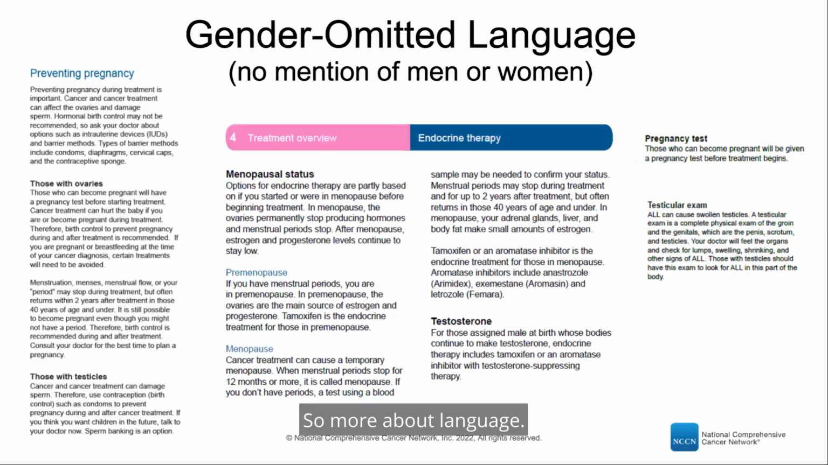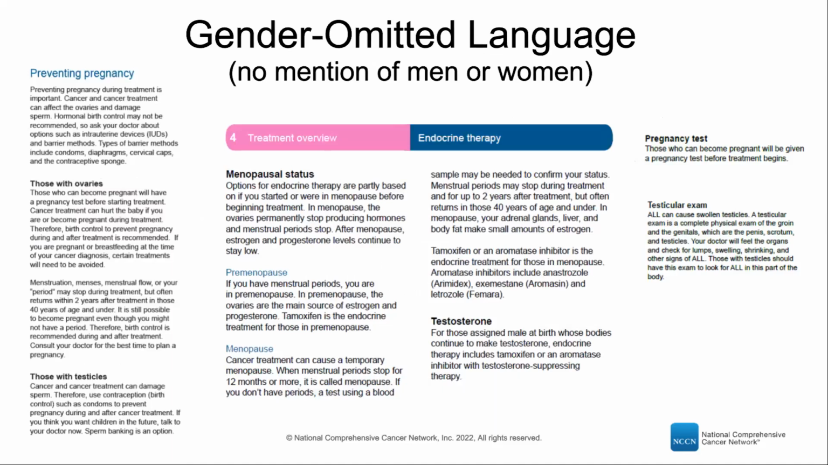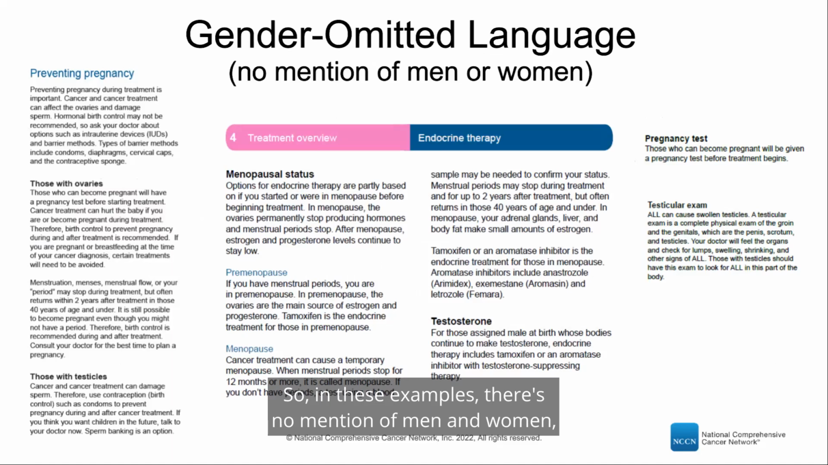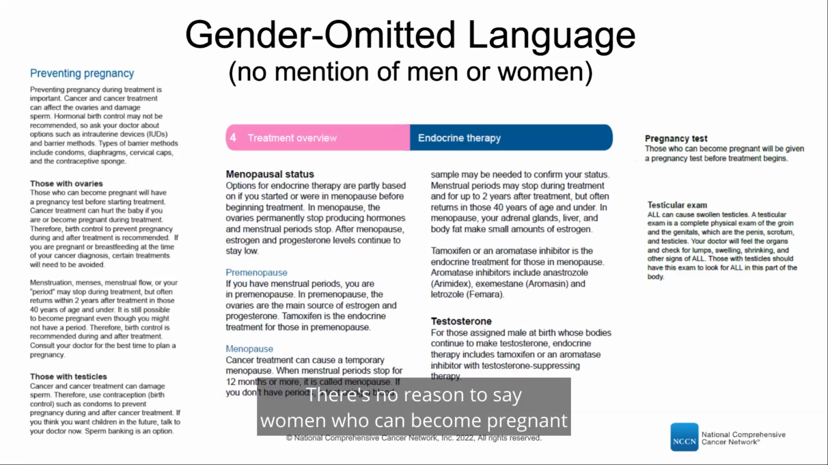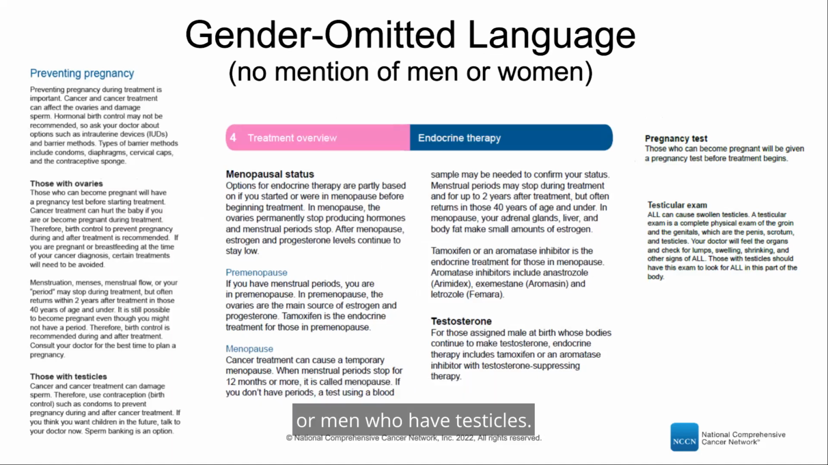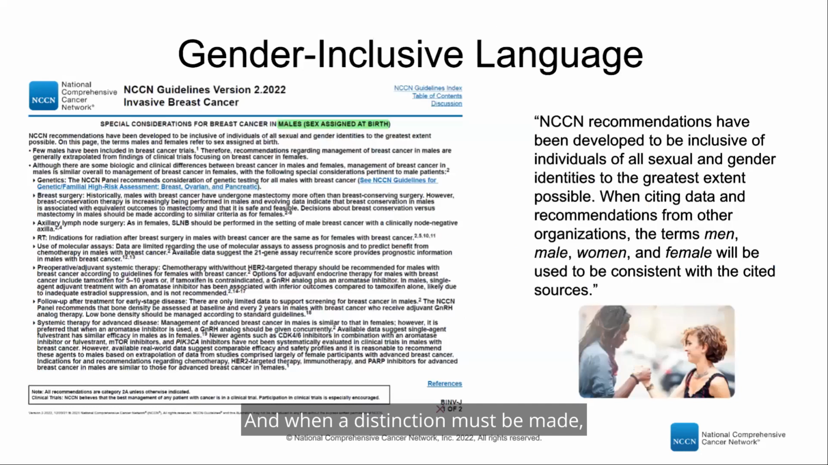So more about language. These are examples of what I call gender omitted language. In these examples, there is no mention of men, women, or males, females. Those who can become pregnant will be given a pregnancy test. There's no reason to say women who can become pregnant or men who have testicles. You can talk about these tests without mentioning gender or sex. And when a distinction must be made, sex assigned at birth is used.